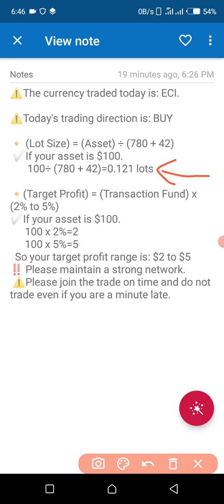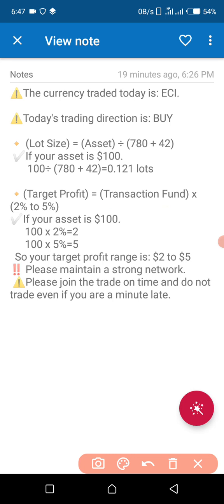So targeting profit, as you can see, from how to calculate the target profit, you just take the transactions fund and multiply by 2% or 5%, because we normally target that you can get 2% or 5% of your investment. It's just some easy mathematics calculations. You don't have to be a professional in mathematics, just some simple basic steps. For instance, you have $100, just take it times 2% or times 5%, and we will know your amount.